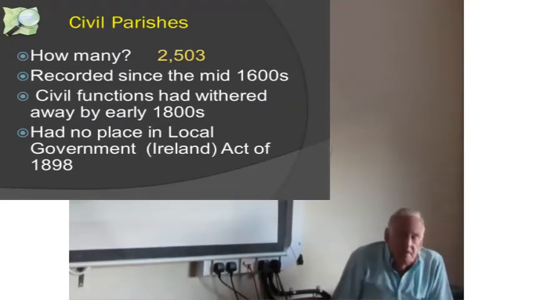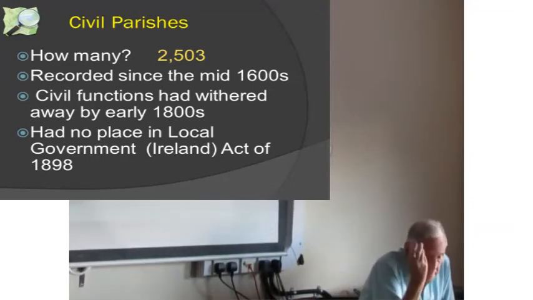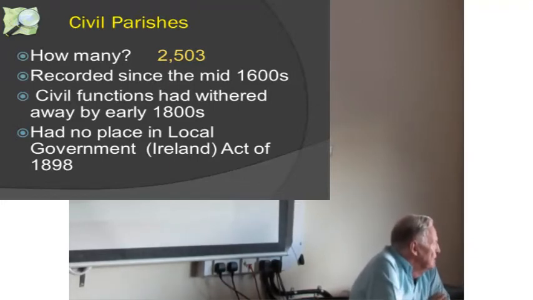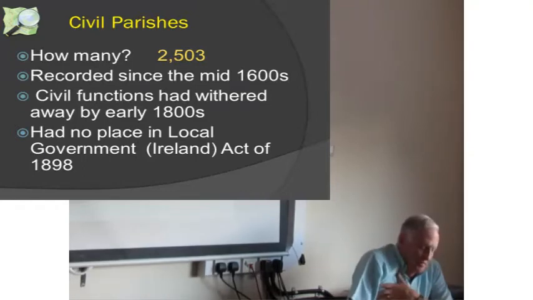Civil parishes, again, vary in size. I've come to how many pieces they can be in. They're recorded since the mid-1600s. Their civil functions were gradually getting withered away, and they hadn't anything much by the early 1800s, and the Act of 1898 put paid to them as an administrative area. They became only then a church area if there weren't already separate Roman Catholic and Church of Ireland parishes, which then divided or amalgamated or redivided or re-amalgamated or whatever happened to them.